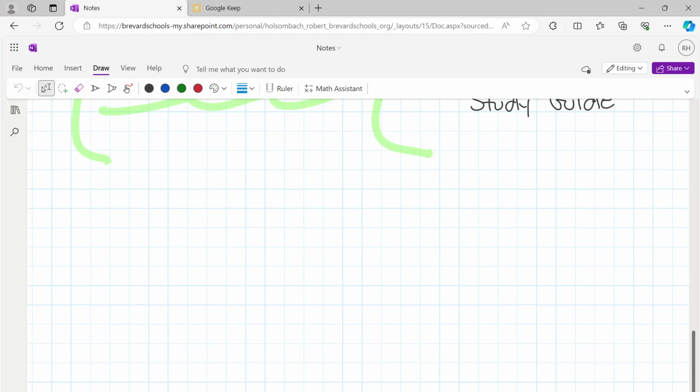All right, so on page 439 today, we're going to talk about and work with trapezoids and kites. And we're going to start off with a trapezoid.